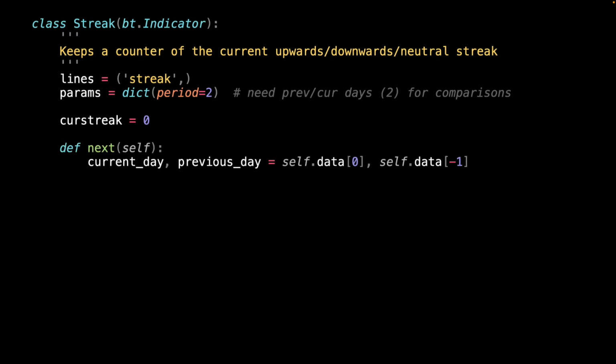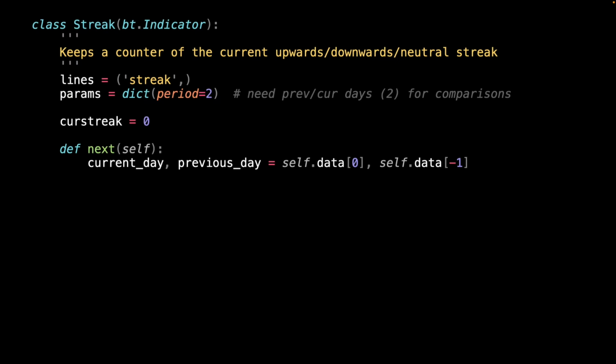Now let's move to the main part of the calculations. We need the current day and the previous day. The current day has index 0 and the previous day has index -1. The next function is called on every line of our input data.